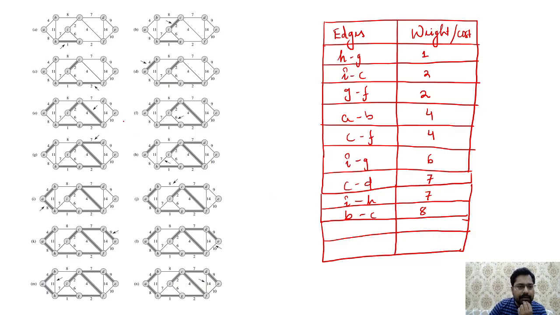B to C is 8. Next, A to H is also there. A to H, B to C is 8. Okay, next minimum is a 9, which is T2E.